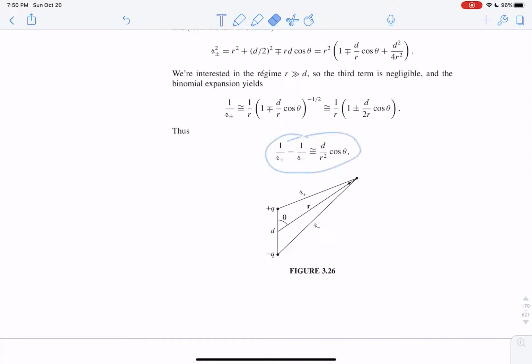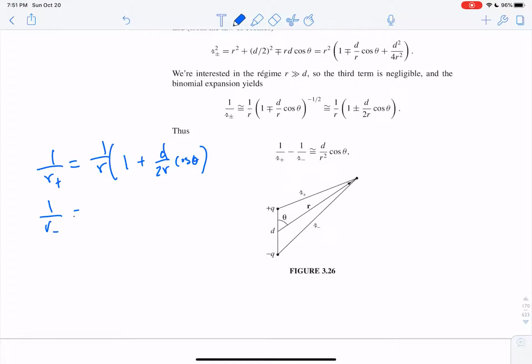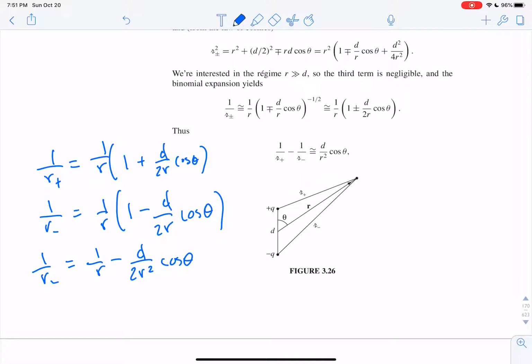this expression here, because what you can do is say that 1 over r plus is equal to 1 over r times 1 plus d over 2r cosine theta, and then 1 over r minus is equal to 1 over r times 1 minus d over 2r cosine theta. Okay, and if you carry this through, 1 over r minus is equal to 1 over r minus d over 2r squared cosine theta. Just factor that all through.